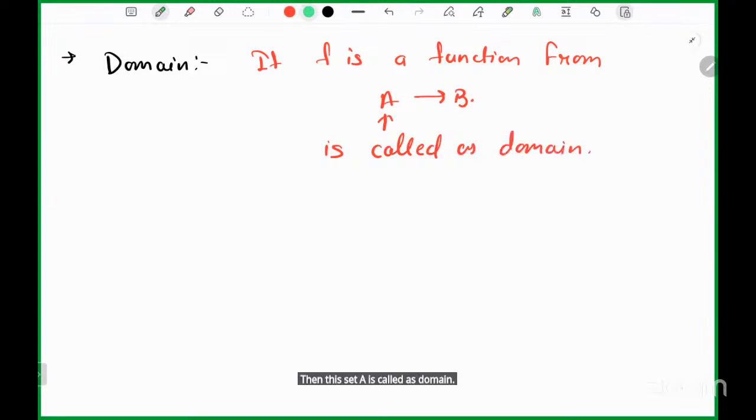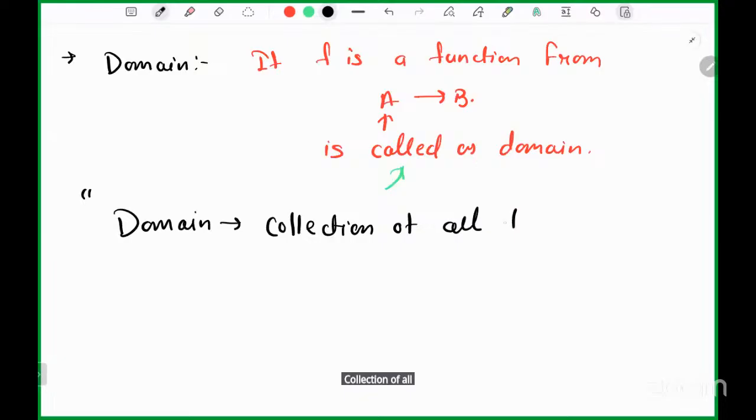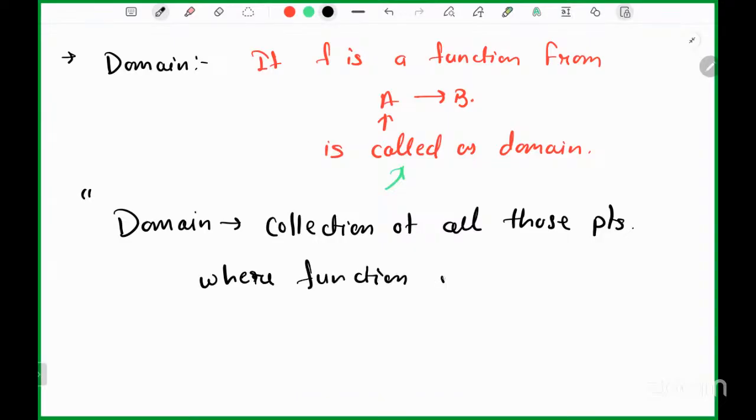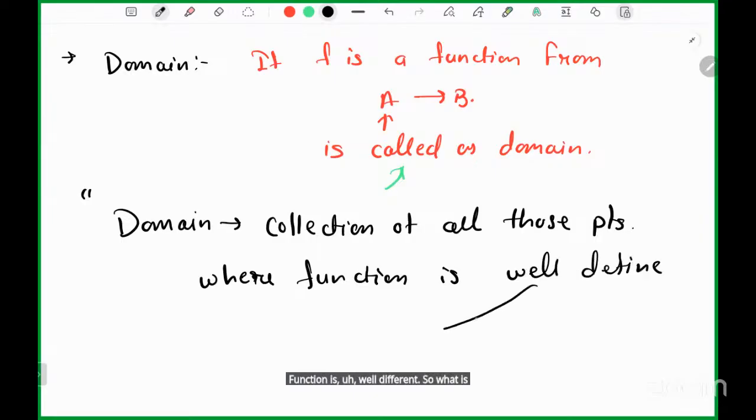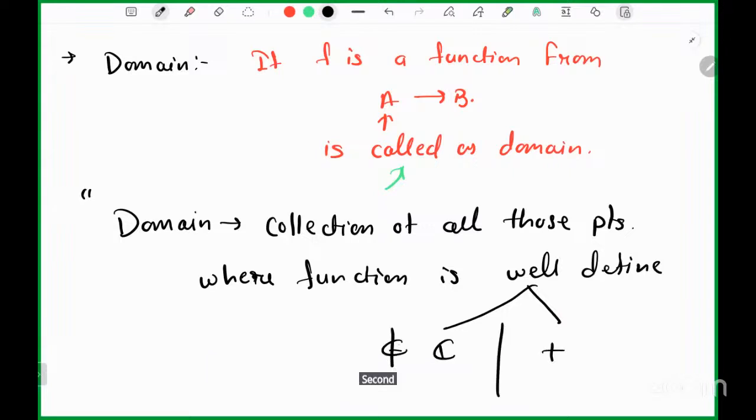Okay, but this definition also means that domain is actually the collection of all those points where the function is well defined. So what does well defined mean? Well defined means two things. First of all, it should not be a complex number. Second of all, it should not be plus or minus infinity. So those are the two things we want to avoid.